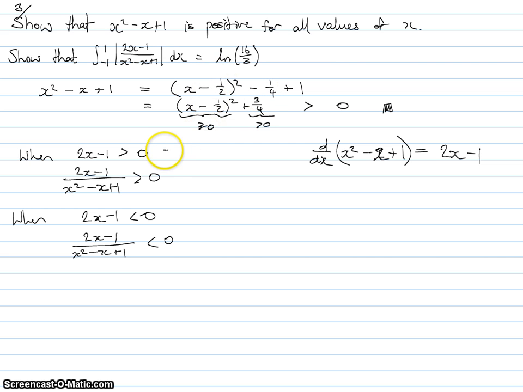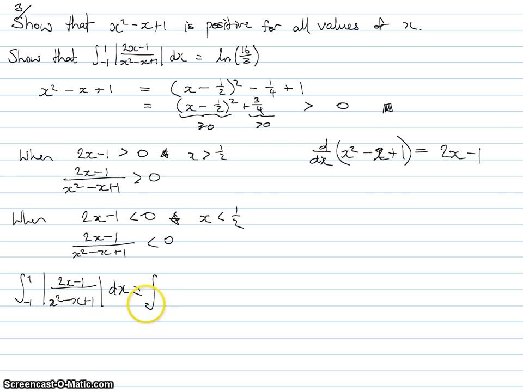Well, when does this one happen? This one here happens when x is bigger than a half, and this one here happens when x is less than a half. So what do we do? Our integral from -1 to 1 of the modulus of (2x minus 1) over (x squared minus x plus 1), we split it up into two. We take the whole interval and split it up into two subintervals. One from -1 to a half, and the other from a half to 1.